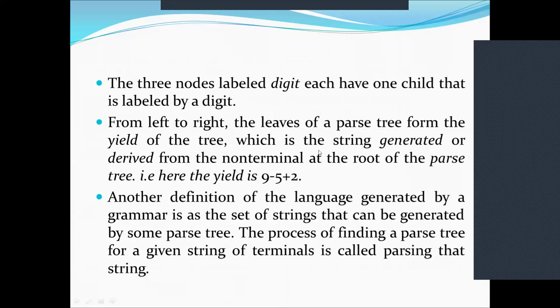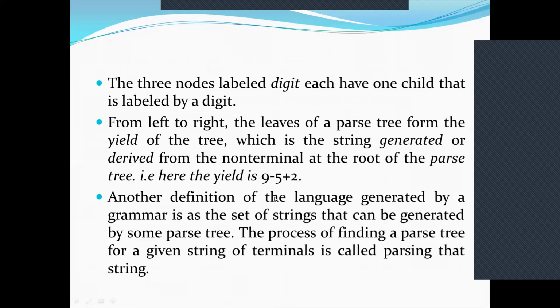From left to right, the leaves of the parse tree. What do you mean by leaves of the parse tree? What is the leaf of a tree? The leaf of the tree is the last node, the last child, which doesn't have another child, right? So when there are multiple leaves, we say they are the leaves of the tree. The leaves of the parse tree form the yield of the tree, meaning the outcome of the tree, which is the string generated or derived from the non-terminal at the root of the parse tree.